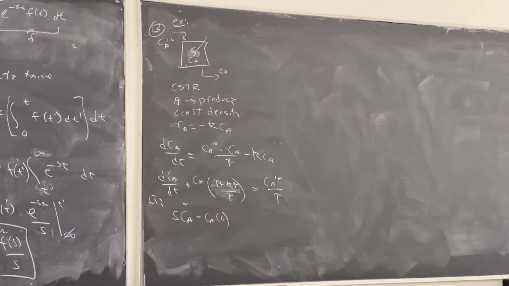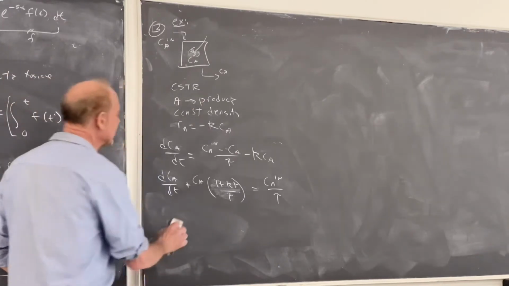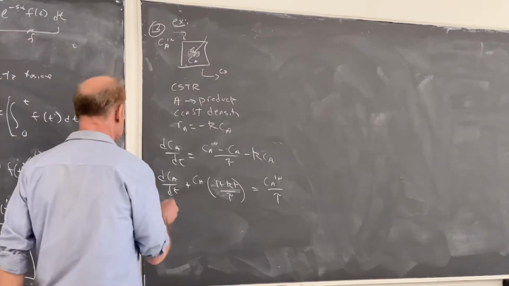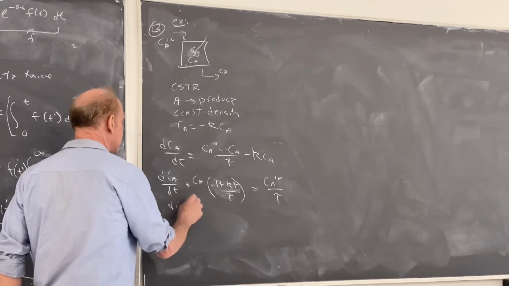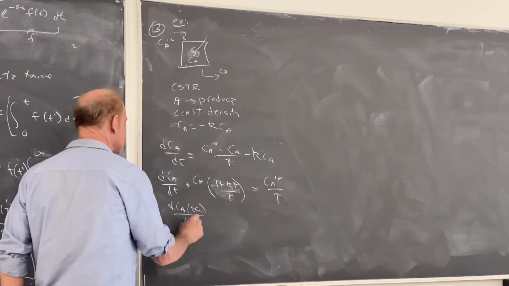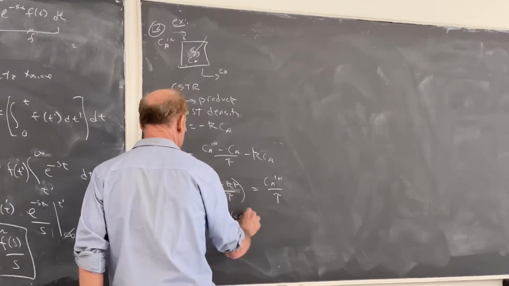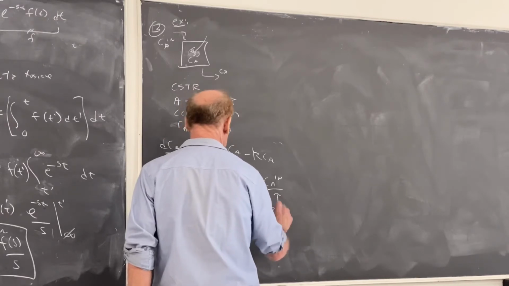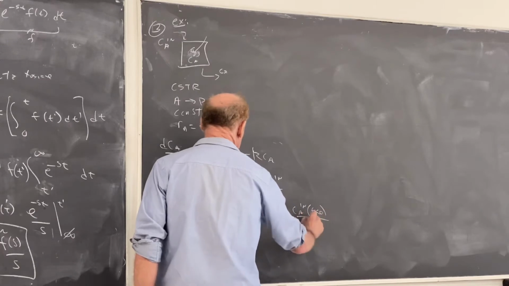I'm sorry, I should do one more thing before I do the Laplace transform. We subtract the steady state condition. So I have dCA(t<0)/dt, which we said was 0, plus CA(t<0) times (1 plus k tau) over tau is equal to CA in for t less than 0 divided by tau.